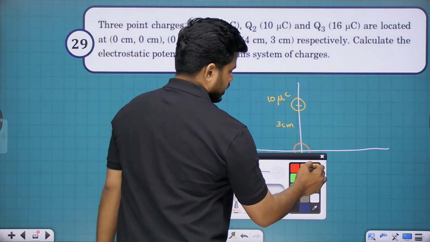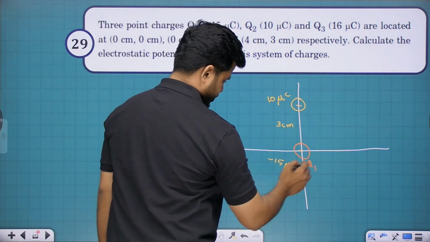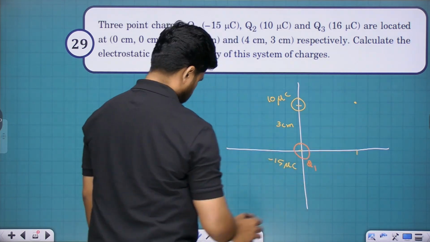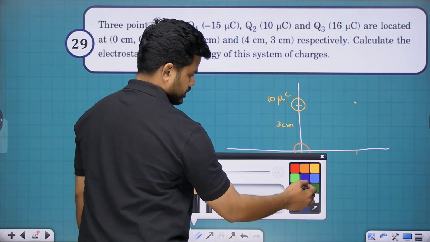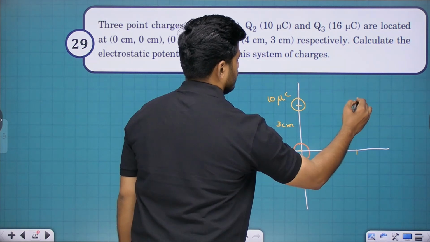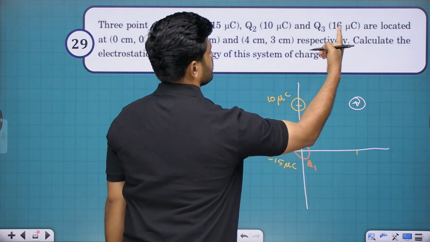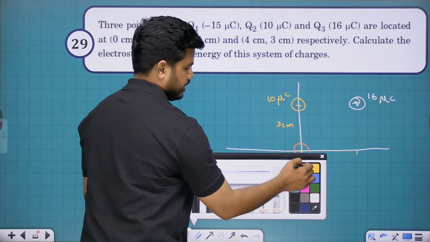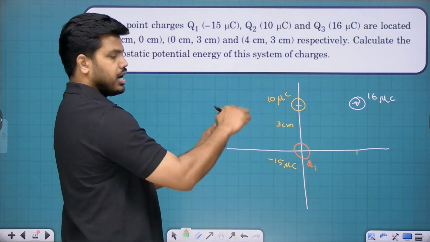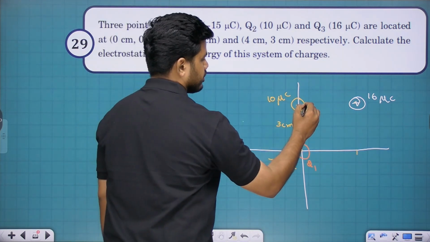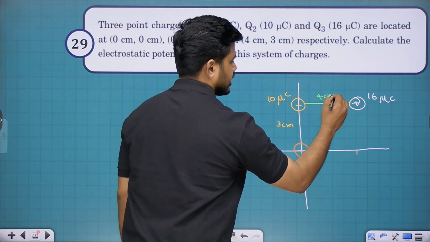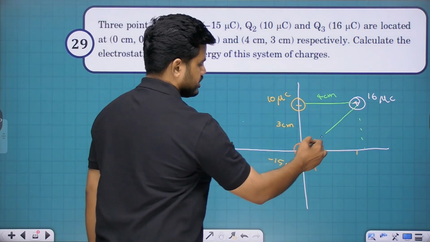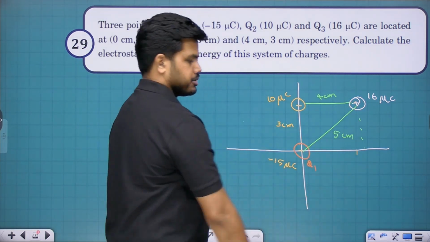(4, 3) is actually 4 along the x-axis and 3 along the y-axis. So this is the third charge that is given as 16 microcoulomb. Yes. So we can imagine a triangular arrangement of charges. This is 3 centimeter. Then this is 4 centimeter as per the given point (4, 3). Then definitely what will be this distance? This is going to be 5 centimeter.